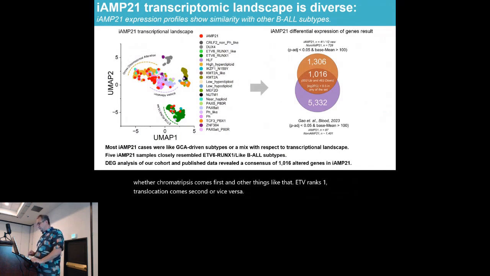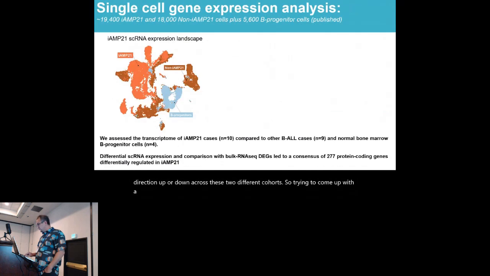But one thing we did is that we looked at a previous cohort, a 2023 publication in Blood, and the cohort that we have put together, and then we did differential expression analysis comparing this subtype to all other leukemia, and came up with about 1,000 genes that seem to be going in the same direction, up or down, across these 2 different cohorts. So we are trying to come up with a consensus list so we can do something with it or prioritize it further.